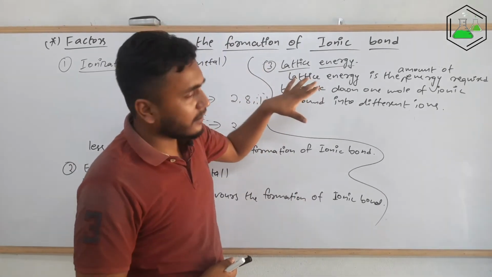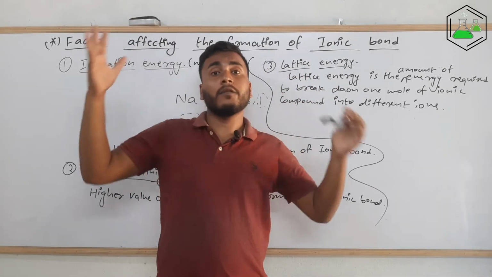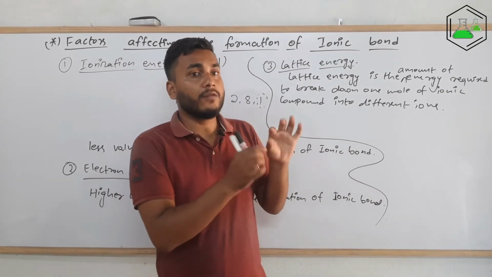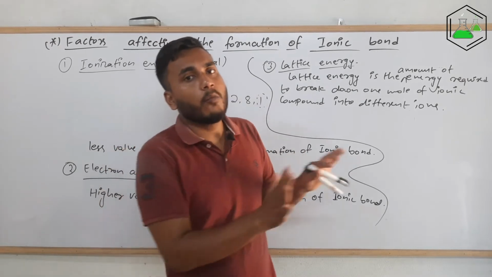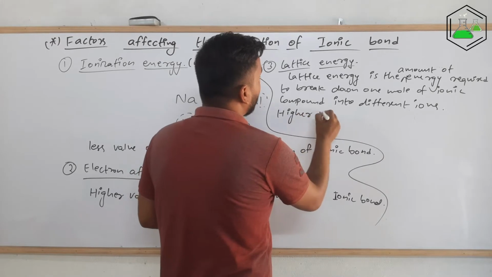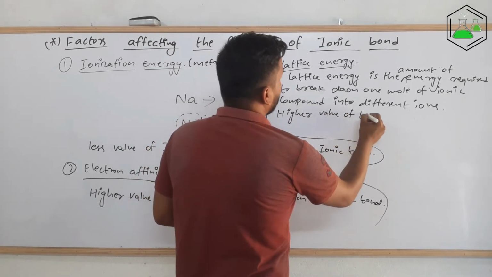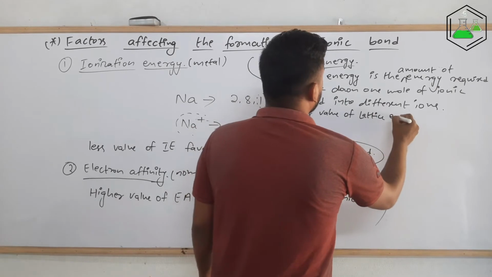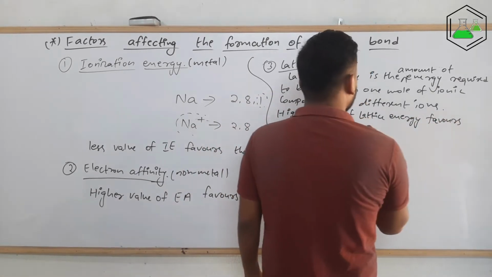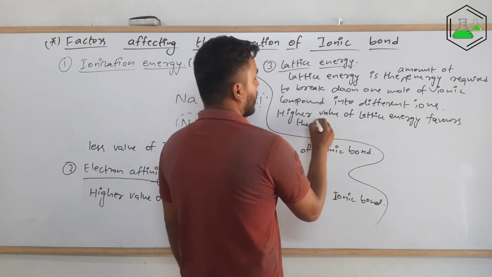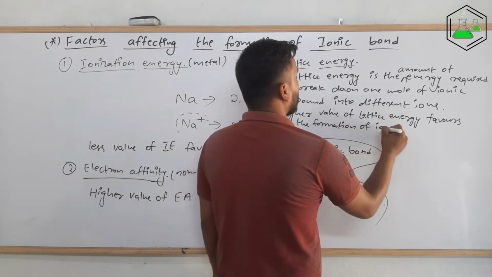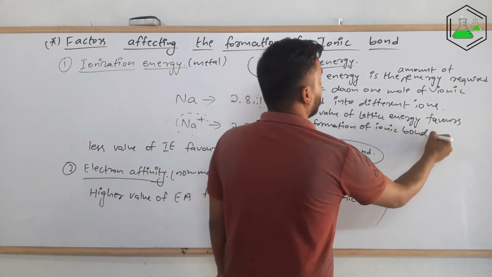So higher value of lattice energy. That means if it requires more amount of energy to break a single bond, then obviously that bond is stable, right? Because that bond is very strong. That's why we are providing more amount of energy. So we can say that higher value of lattice energy favors the formation of ionic bond. This is very simple, right?